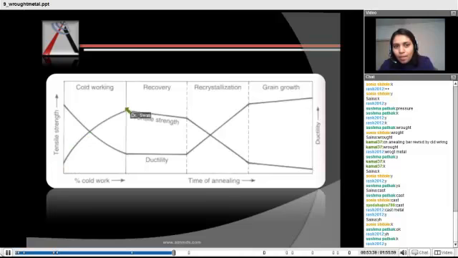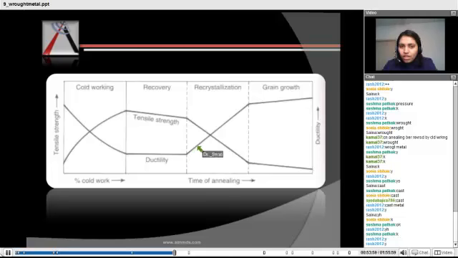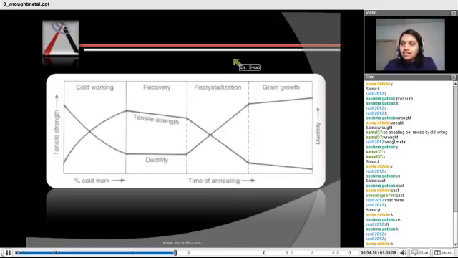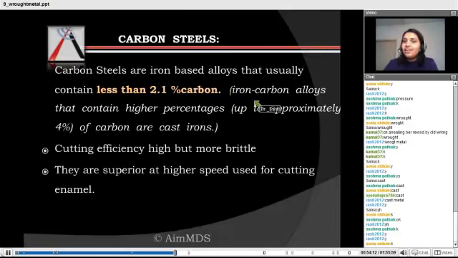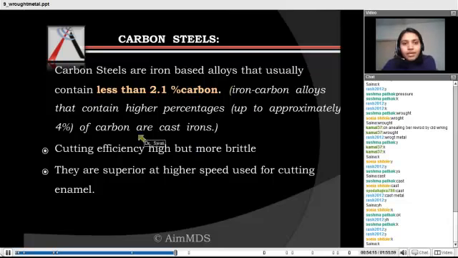Initially the ductility goes up, then the ductility goes down when we are cold working it. But when we go with heat softening, annealing, we get back the ductility, right? The process is first the recovery, then during recrystallization we get back the ductility, and then there is the grain growth. The grains that we have achieved, they grow. So we achieve back ductility during recrystallization. That's how the process of annealing works.